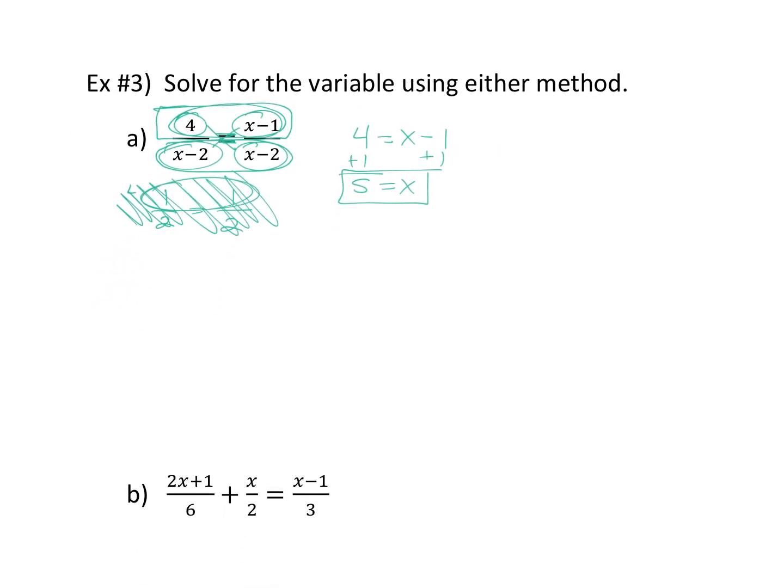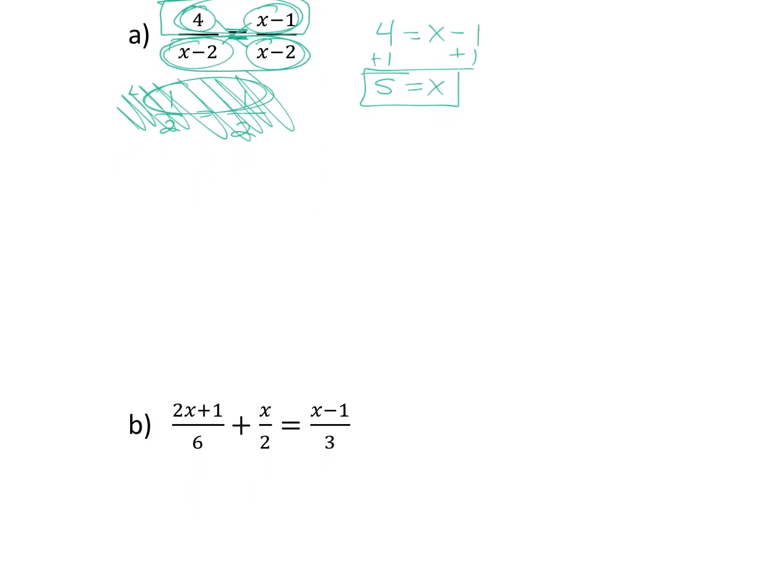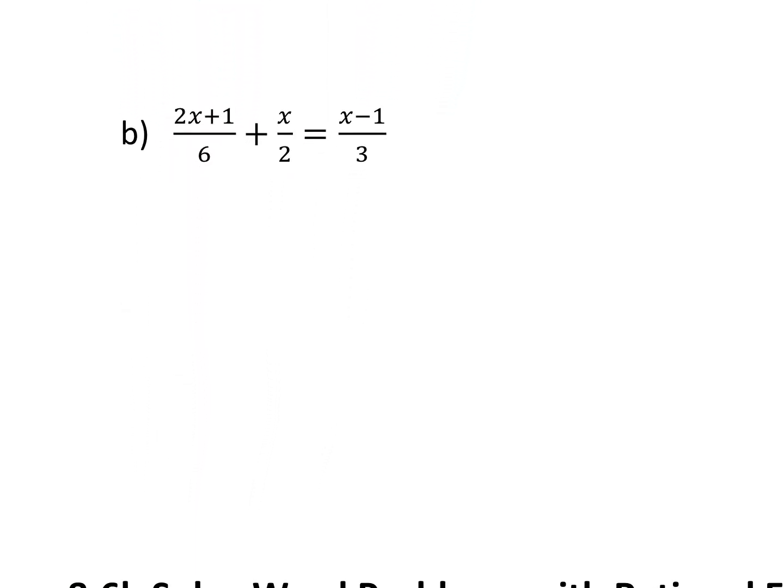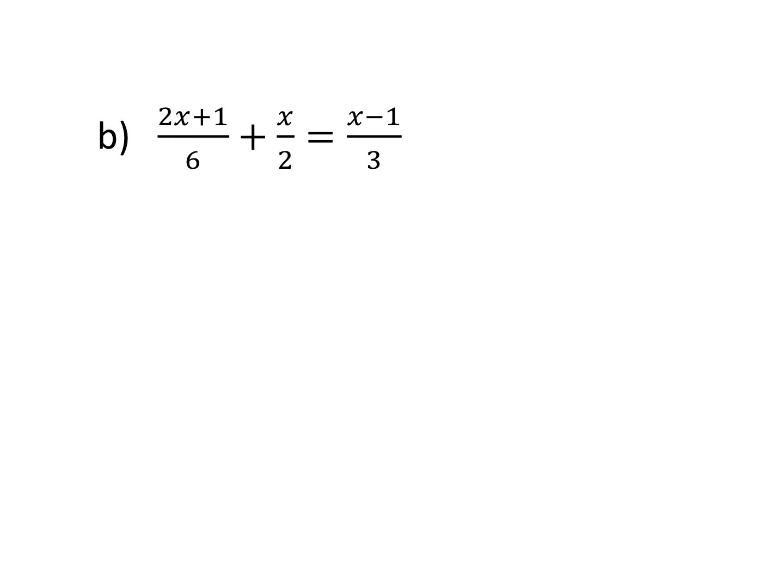All right. Letter B. This is your setup. What do you have to do? Common denominator. Oh, no. You don't have to get a common denominator, but you need to find the least common denominator. So what is your least common denominator? It's 6. Okay. So we're going to multiply everything by 6, but don't distribute. We're not going to distribute this right away. You'll see why in just a second.